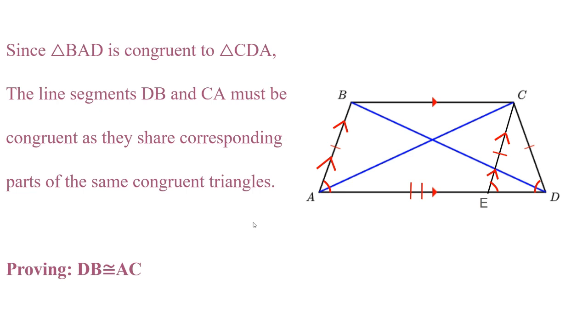And since triangle BAD is congruent to CDA, the line segments DB and CA must be congruent, as they are corresponding parts of the same congruent triangles. So now we have proven that line segment DB is congruent to AC.